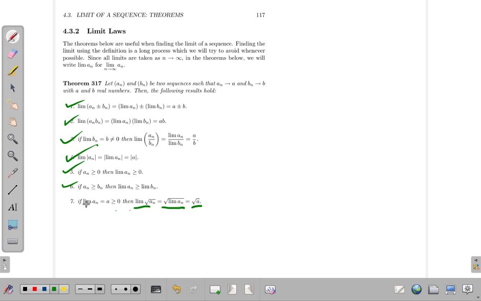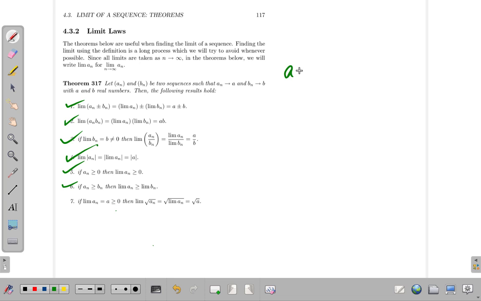They had to put this part, a must be greater than or equal to 0, because you cannot find the square root of a negative number. Right? Can't work. But now let us look at what this is saying.